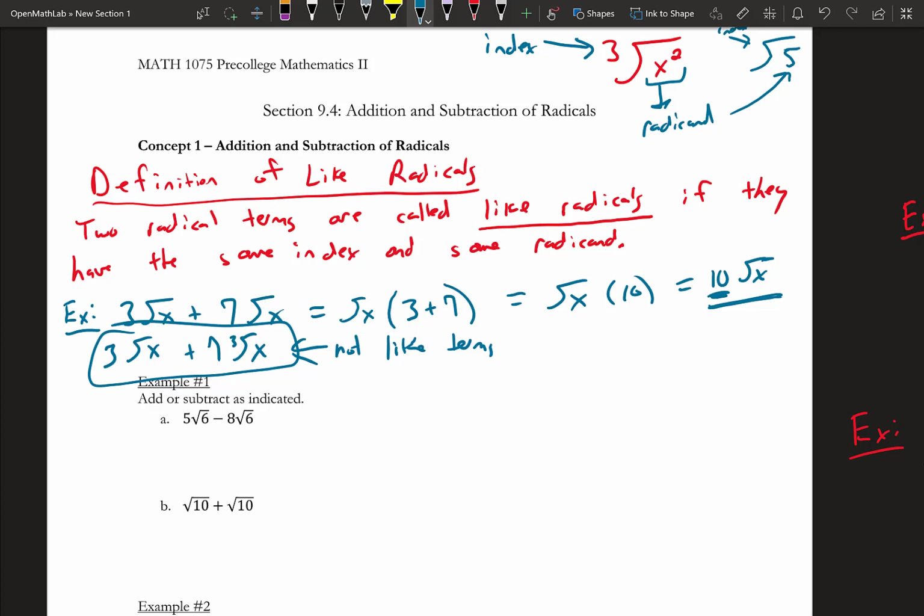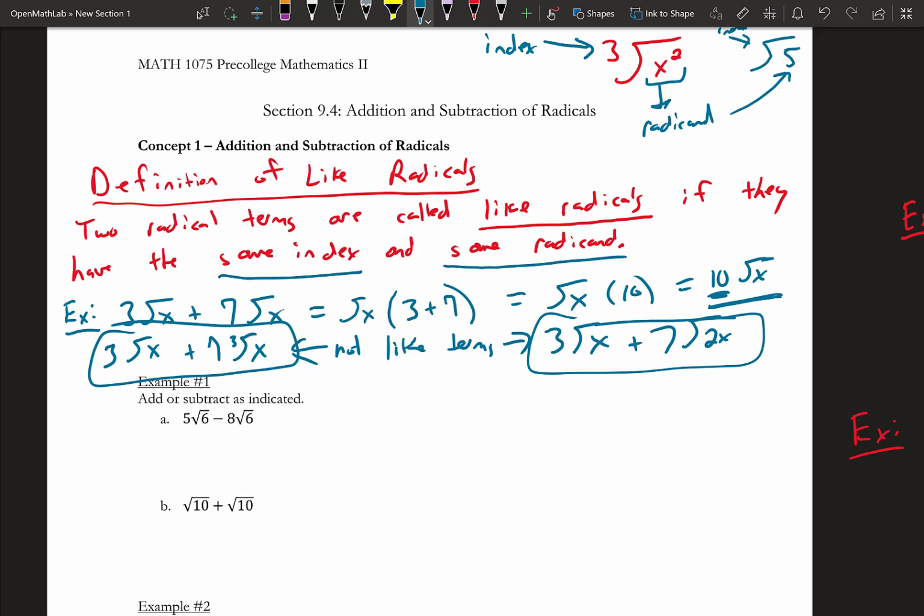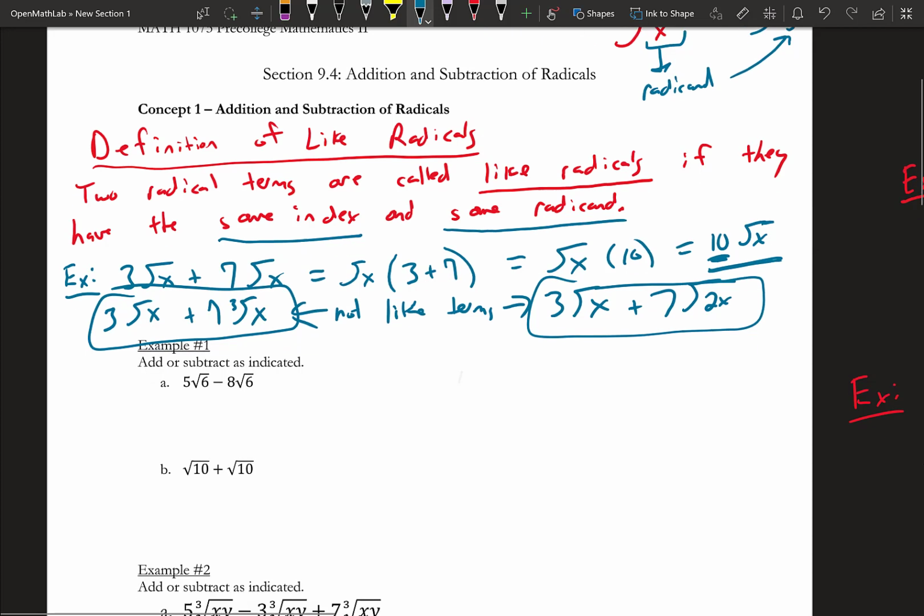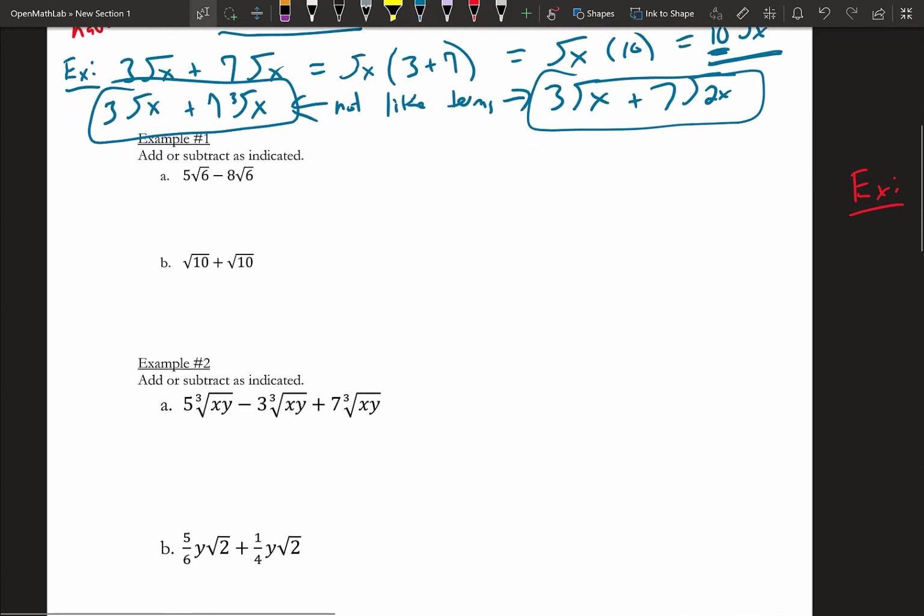Also, if I had something like 3 square root of x plus 7 square root of 2x, I cannot add these together either, right? These are also not like terms because the part underneath, the radicand, is not the same, right? So there's two conditions. The first is that they have to have the same index, and the second is they have to have the same radicand, right? Both of those have to hold true.